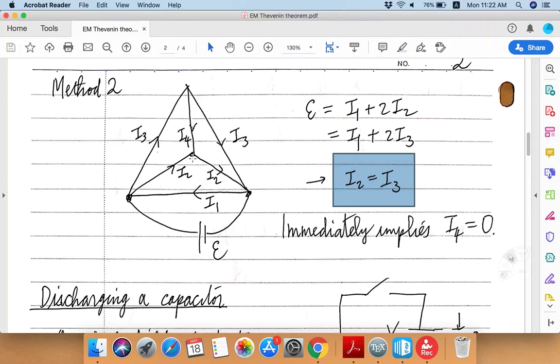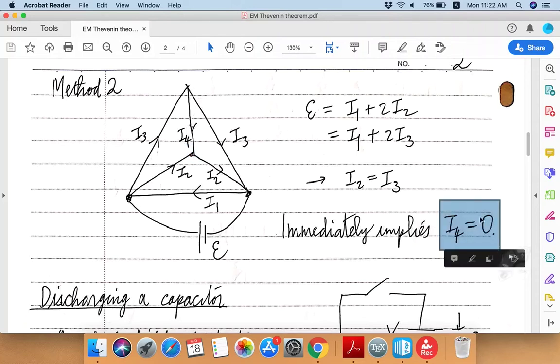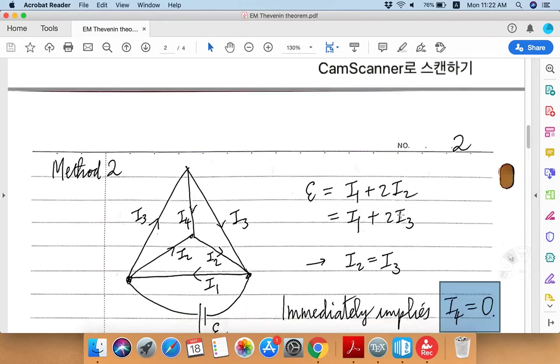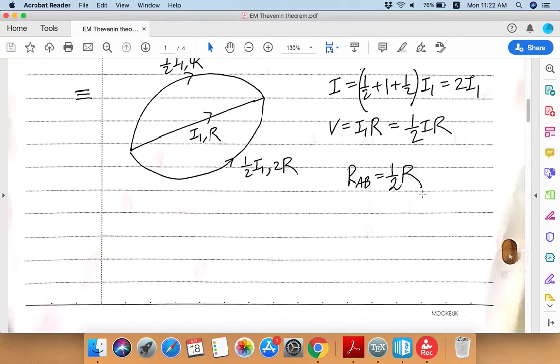Now, therefore, since you have the same current flowing along this edge as along this edge, then this edge cannot possibly carry any current. Otherwise you would be violating the current conservation at this node or at this node. And therefore, I4 is 0. There's no other choice. And then after just one more line of writing some equations, you will reach exactly the same answer as we got here.